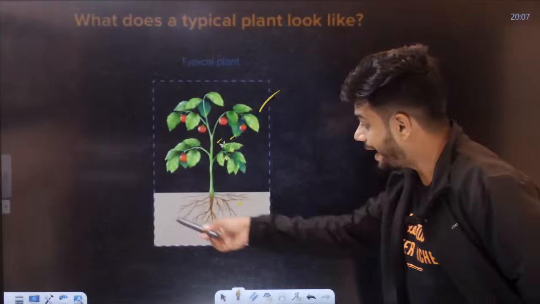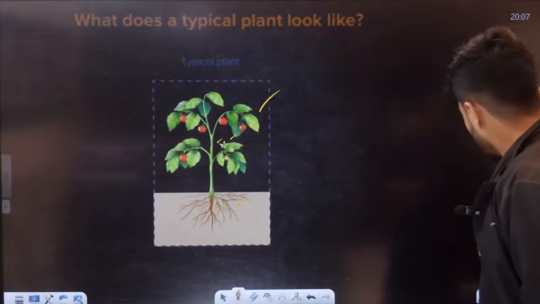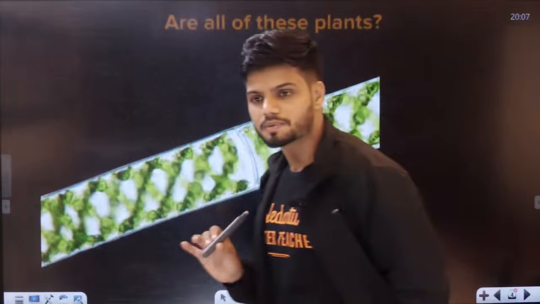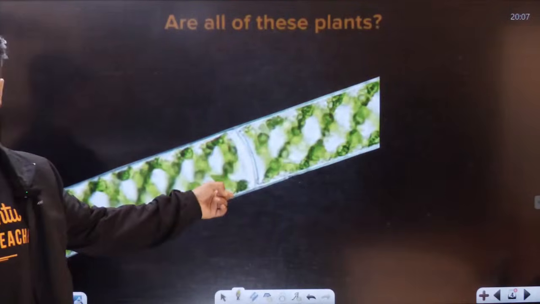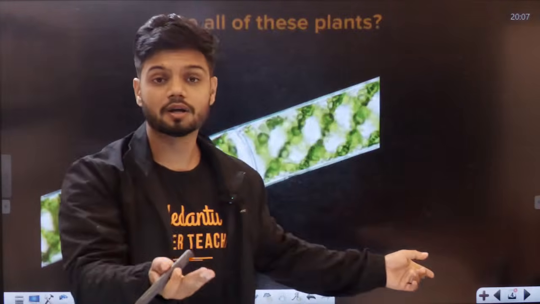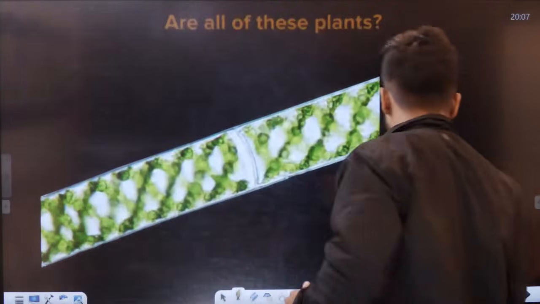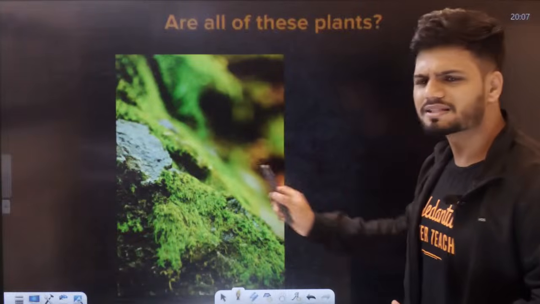But do you observe any of these features here, students? You're like, no, I cannot see a root here. I cannot see a leaf. I cannot see a flower nor a fruit. So is this a plant? Yes or no in the chat right now, students.